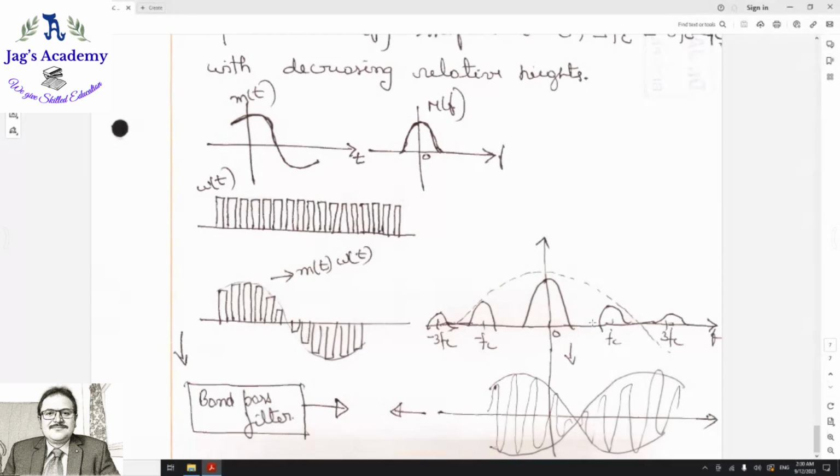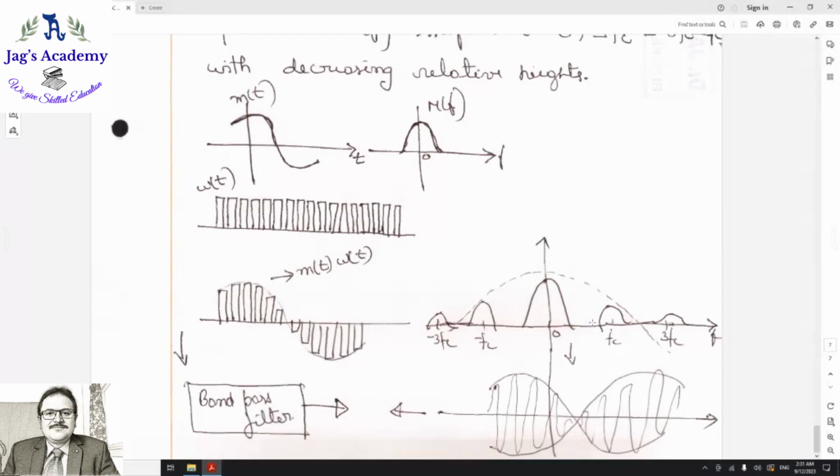After that you pass it through a band pass filter. So what you get is the double sideband suppressed carrier wave. This is an EM wave. Now can you tell me, how do you get this waveform? How do you get this on off? This is nothing but on off, right? This is on off, on off, on off, on off.